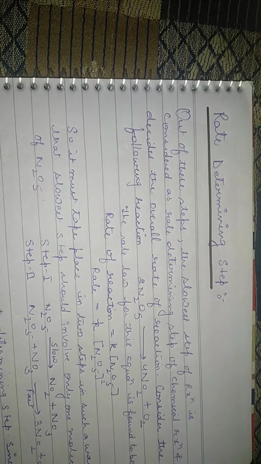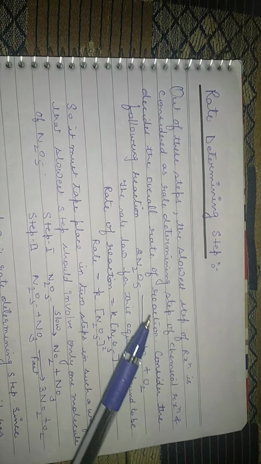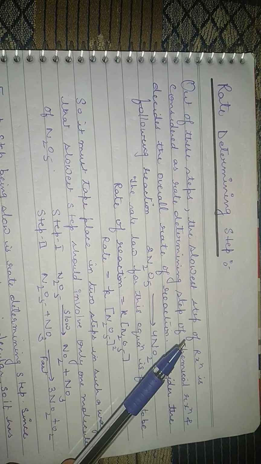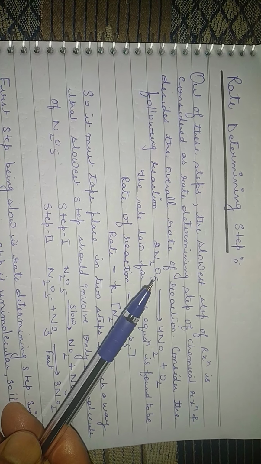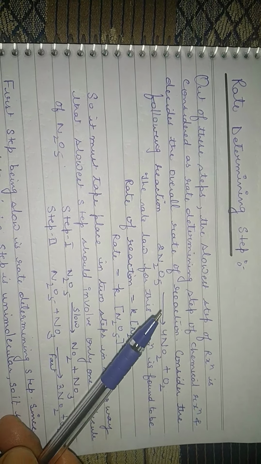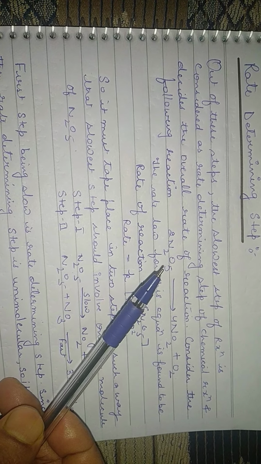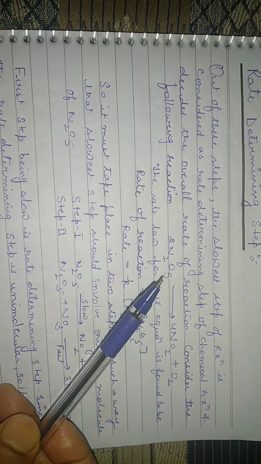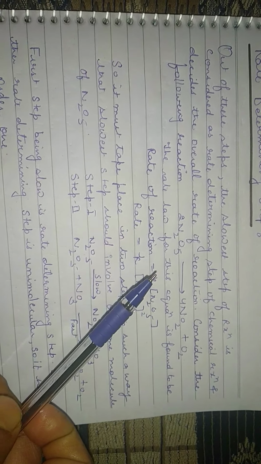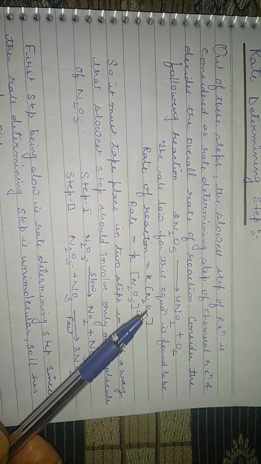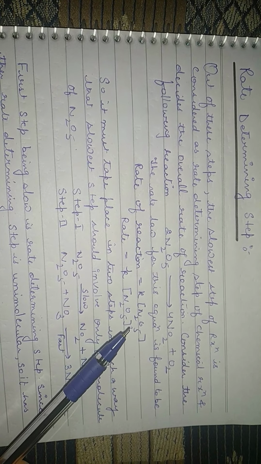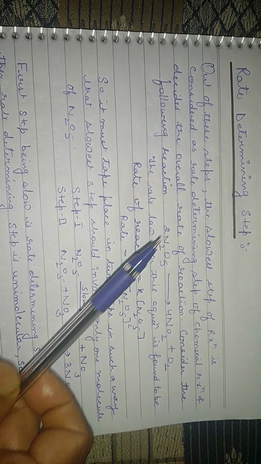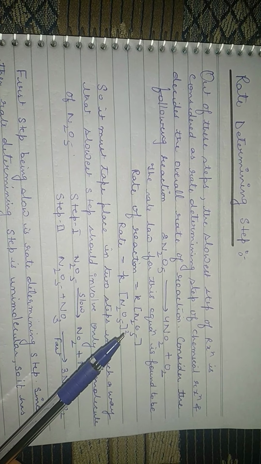Okay, now moving on to the next topic, that is, what is the rate determining step. Out of these steps, the slowest step of a reaction is considered as the rate determining step of a chemical reaction, and it decides the overall rate of reaction. Consider the following reaction. Here we have shown the decomposition of N2O5 into NO2 plus O2. The rate law for this equation is found to be rate is equal to K N2O5 to the power 2.